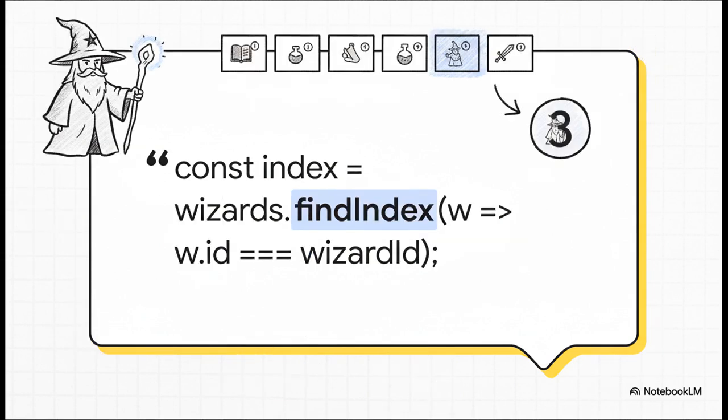Next up, we have to actually find the wizard in our data. We're using the findIndex array method here, which is perfect for this. It just goes through our wizards array one by one. For each wizard object, which we're just calling w here for short, it checks if its ID property is a perfect match for the wizard ID we got from the URL. If it finds a match, findIndex gives us back the position, or the index, of that wizard in the array. If it doesn't find anyone, it just returns -1.